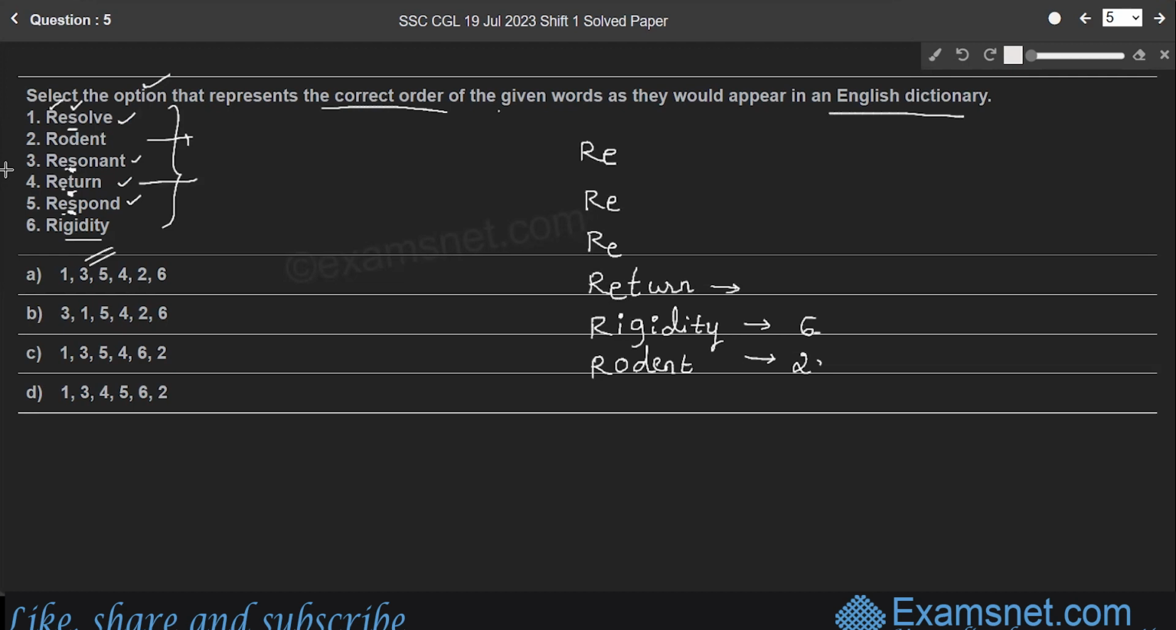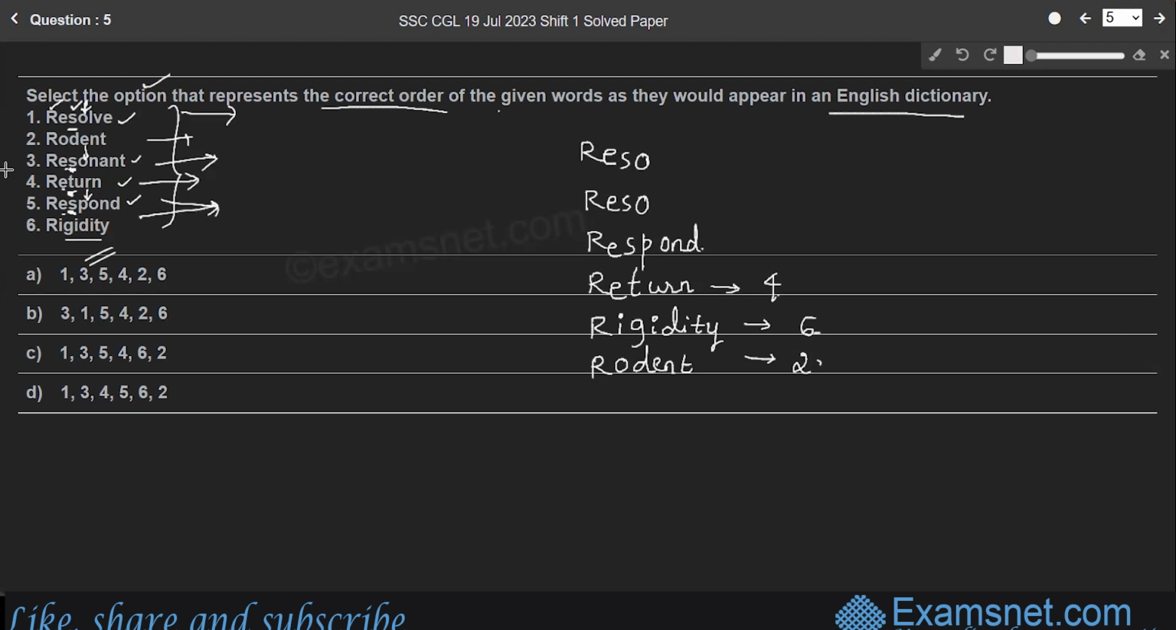right? So according to the given arrangement, return is again the fourth word, right? So the other three words are resolve, resonant, and respond, in which the third letter is S. In each word, the third letter is S, right? So therefore, the arrangement depends on the fourth letter, right? So resolve, fourth letter is O. Resonant, again, fourth letter is O. Whereas in respond, fourth letter is P, right? O comes before P, therefore we'll write O first, right? Therefore, respond is the right third word, right? According to the dictionary, respond is the third word.